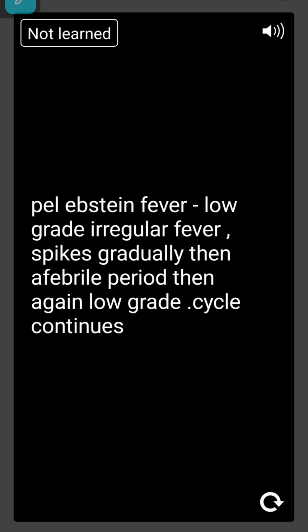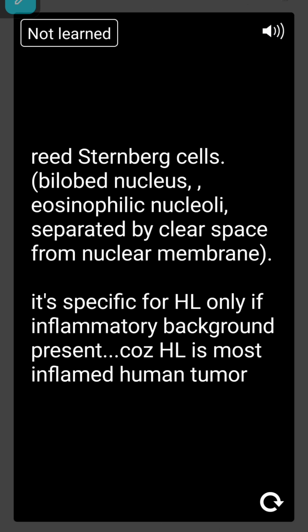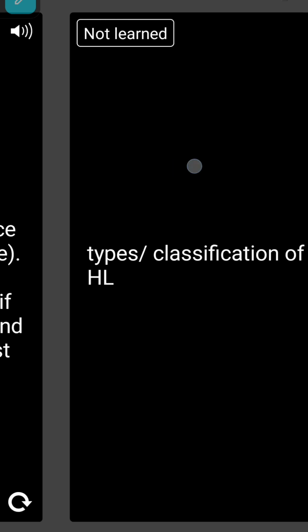Pel-Ebstein fever: low-grade irregular fever, spikes gradually, then a febrile period, then again low-grade. The cycle continues. Special cells seen in Hodgkin lymphoma: Reed-Sternberg cells, bilobed nucleus, eosinophilic nucleoli, separated by clear space from the nuclear membrane. It's specific for HL only if an inflammatory background is present, because HL is the most inflamed human tumor.